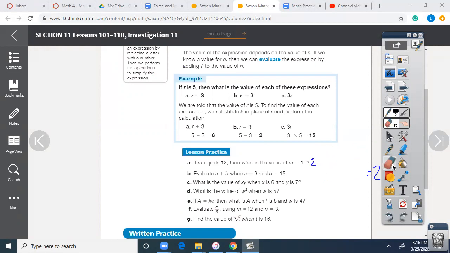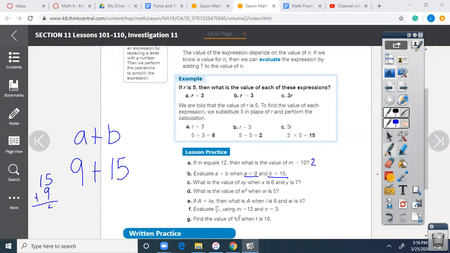Okay, now they're going to get a little bit harder, don't worry. Letter B, evaluate A plus B when A equals 9 and B equals 15. So we are doing A plus B. We're going to plug in A. It says A equals 9, so we're going to put 9 here plus B. B equals 15, so we're going to do 15 plus 9. Okay, you can do that. If you can't do that in your head, you can write it like this. 9 plus 5 is 14. 1 plus 1 is 2, so our answer is 24.